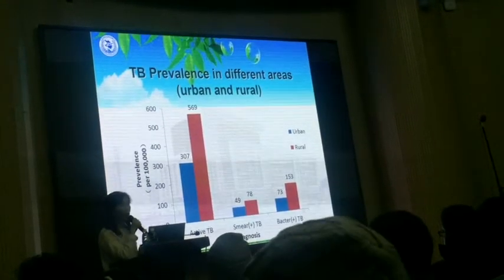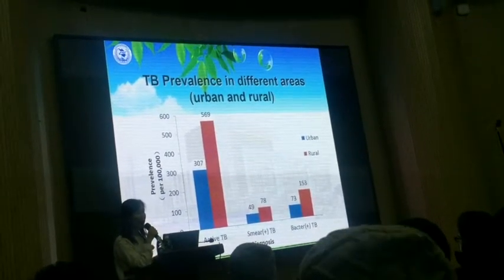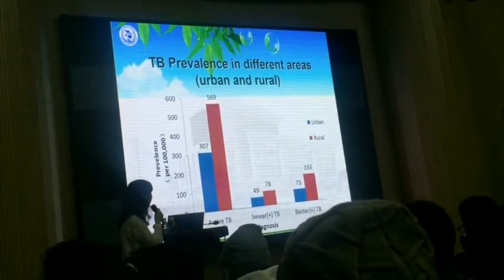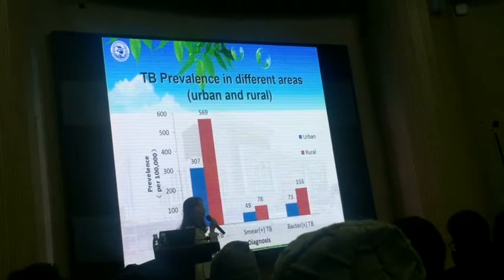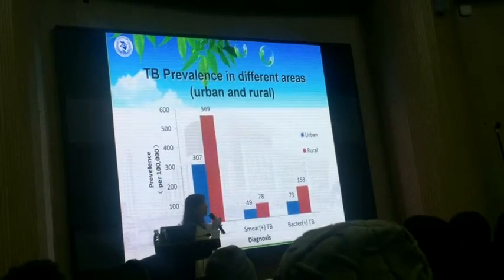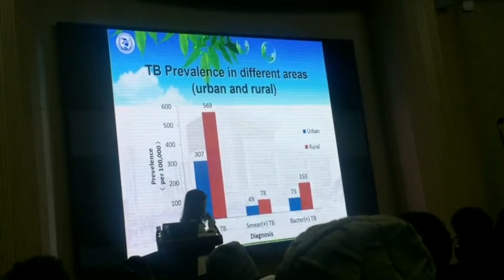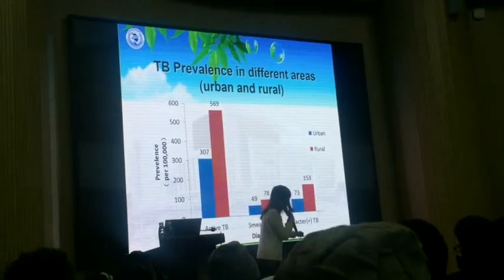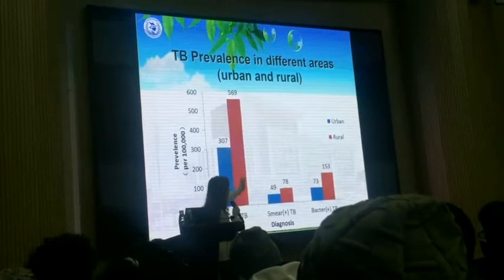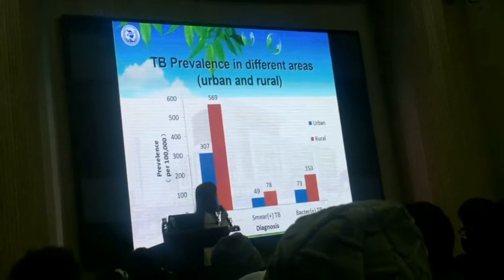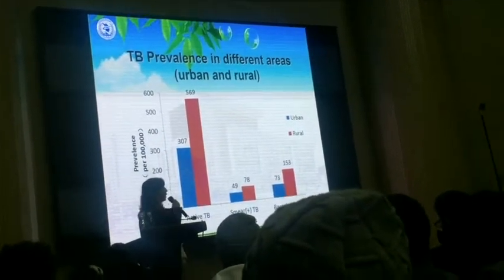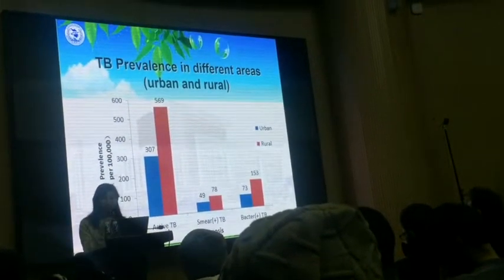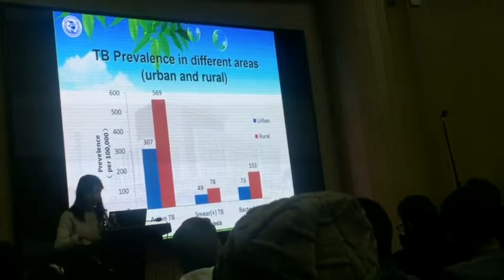This slide shows the TB prevalence in different areas. We also can see this is urban area, this is rural area. So we can see active TB, smear positive TB, bacterial positive TB, all of them, the rural prevalence is higher than that of urban. Rural is higher.